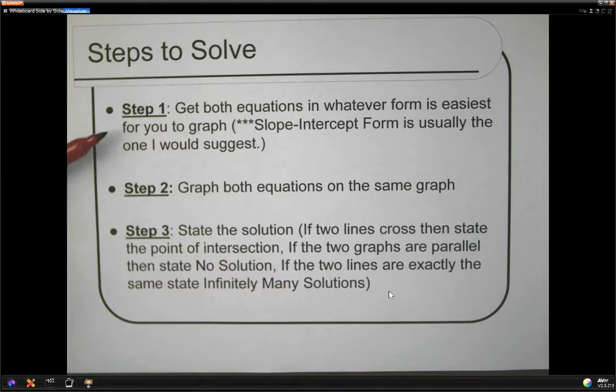So once you get them in that form, then you're going to graph both of them. Graph both equations on the same graph, and once you have that, then you look for the solution. If the two lines happen to cross or intersect, then we're going to state the point of intersection. What is the ordered pair? If the two lines happen to be parallel, then we would state that it is no solution. If the two lines happen to be the exact same line, then we would state infinitely many solutions. So let's go through some examples and try to work through how to solve systems of equations and what to look for.